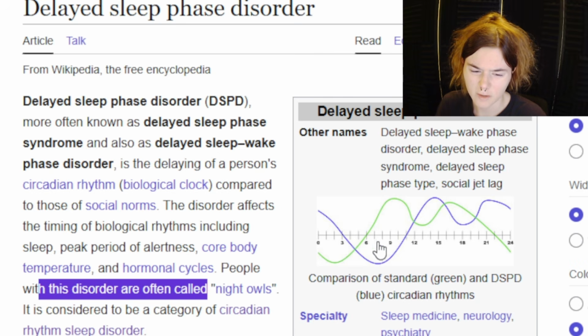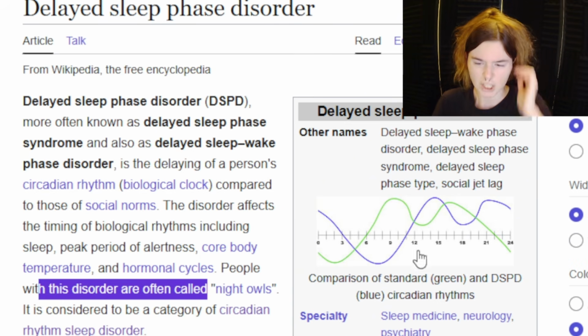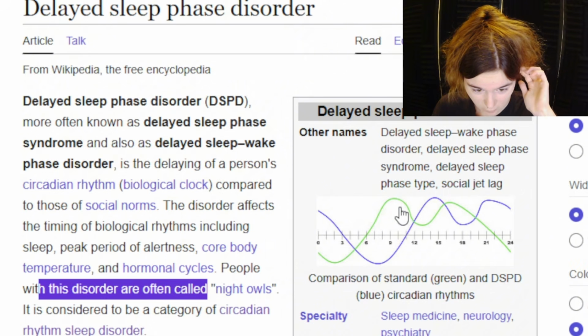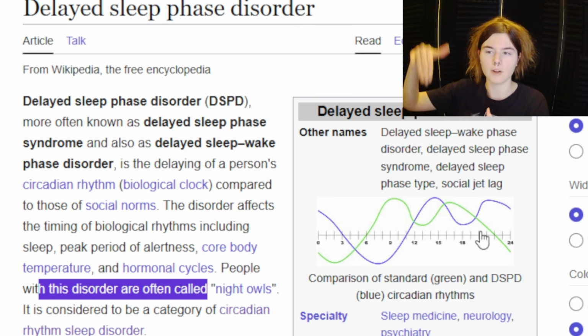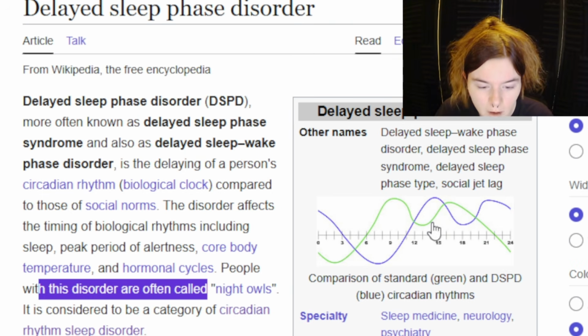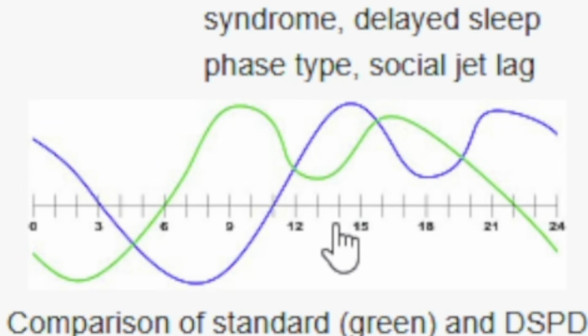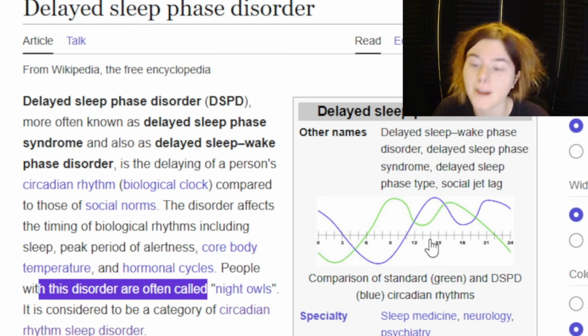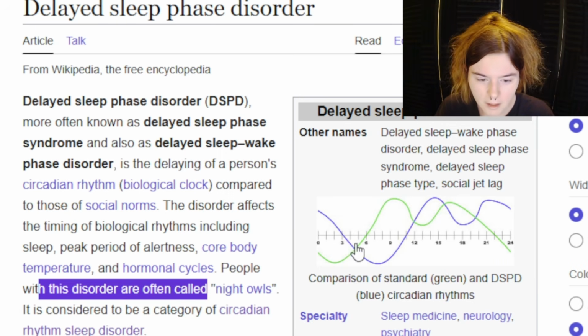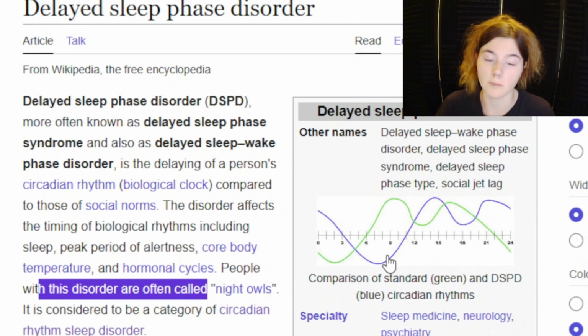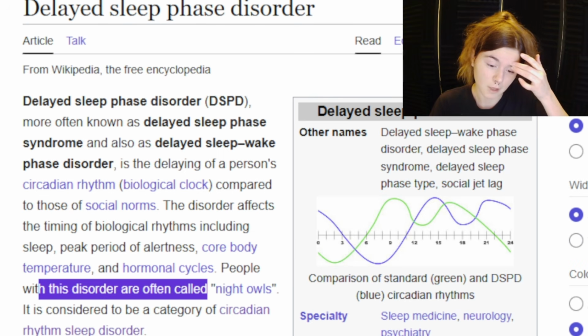This graph is kind of hard to read. So green is the average person, and then blue is someone with delayed sleep disorder. So it looks like the average person is getting their sleepiest at 1? Or like the circadian rhythm has you in the sleepiest state at 1 a.m. If this is 12, 1, 2, whoa. Oh, it is. What? Wait. If we're using military time, then this is 12 p.m. I'm so confused. You know what? Never mind. I'm not going to try to take that apart.